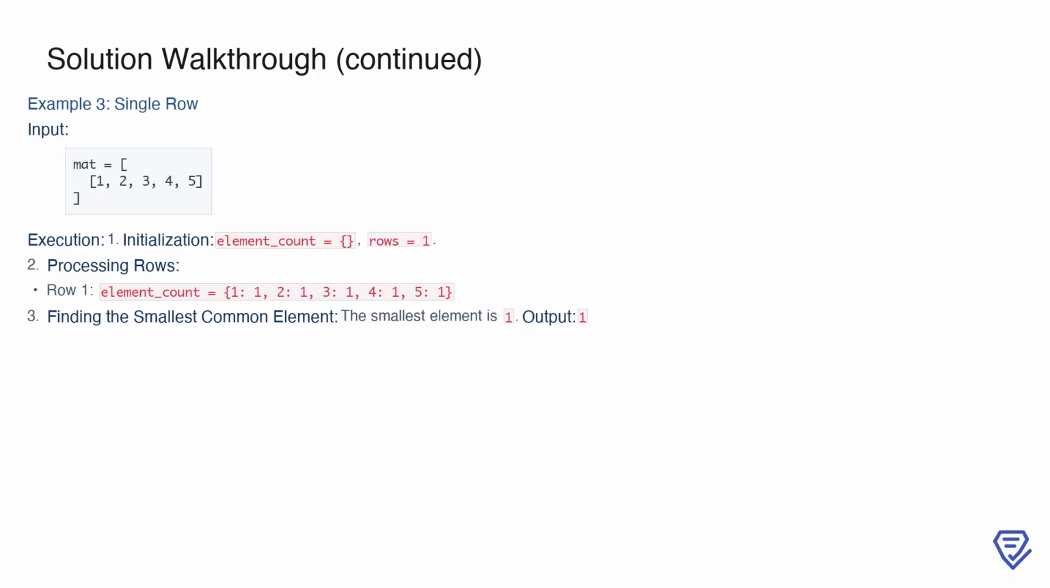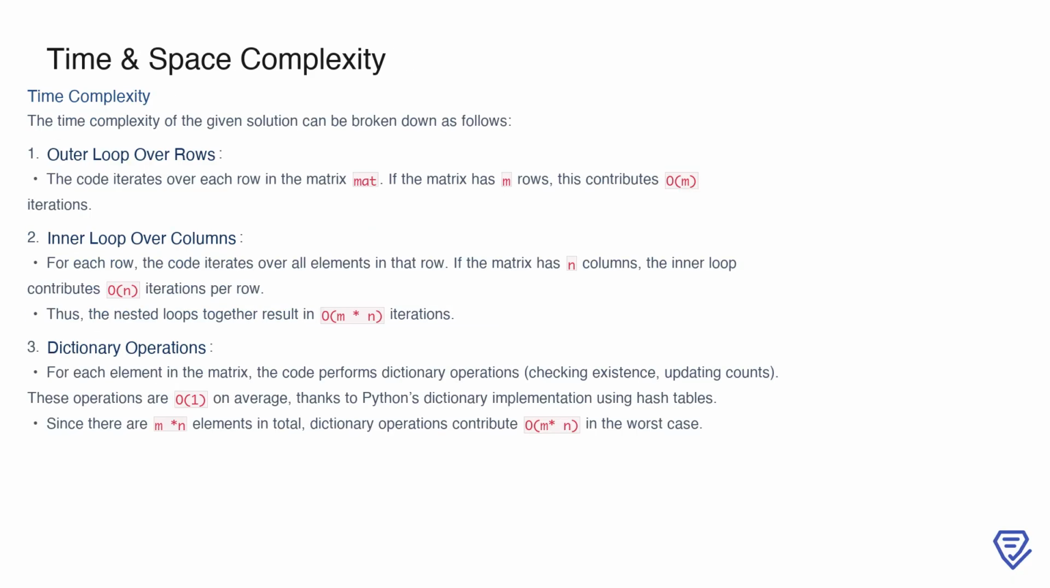These examples demonstrate how the solution utilizes the properties of row-wise sorting and frequency counting to efficiently determine the smallest common element across all rows of the matrix. To analyze the time complexity of this solution, let's first break it into its main components.